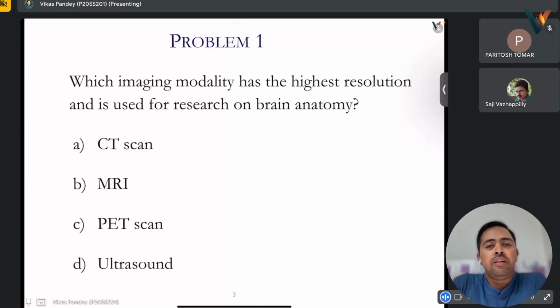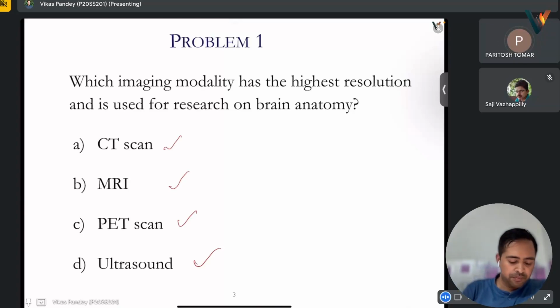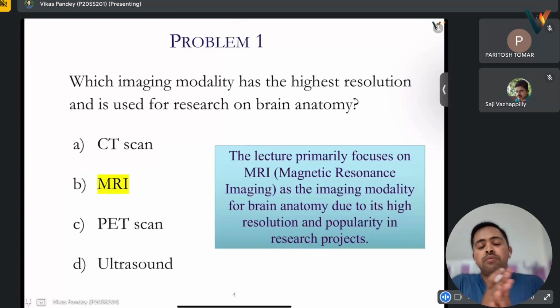Which imaging modality has the highest resolution and is used for research on the brain anatomy? CT scan, MRI, PET scan, or ultrasound? MRI. As in the lecture, we have seen that Sir was primarily focusing on MRI, that is magnetic resonance imaging, as the imaging modality due to its very high resolution and popularity in research projects.